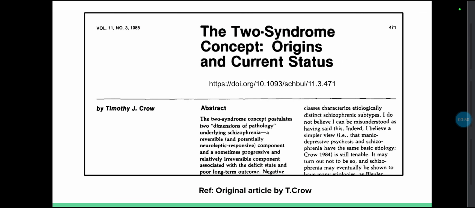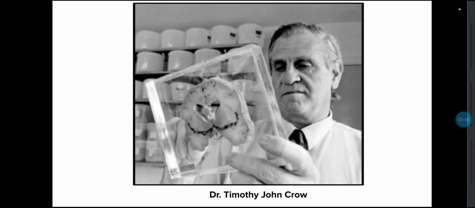The reference for today's video is the original 2 syndrome concept article published by Timothy Crow in 1985. So here he is, Dr. Timothy John Crow, looking through one of the specimens of the post-mortem studies.